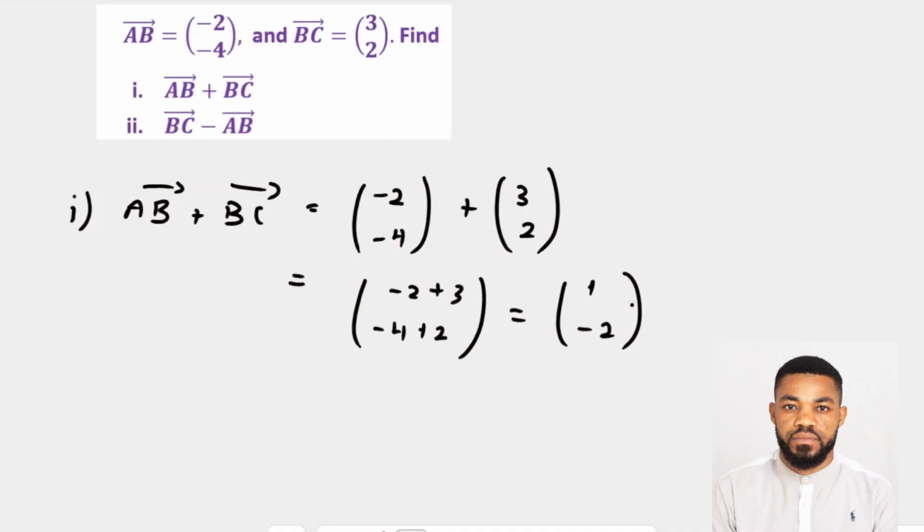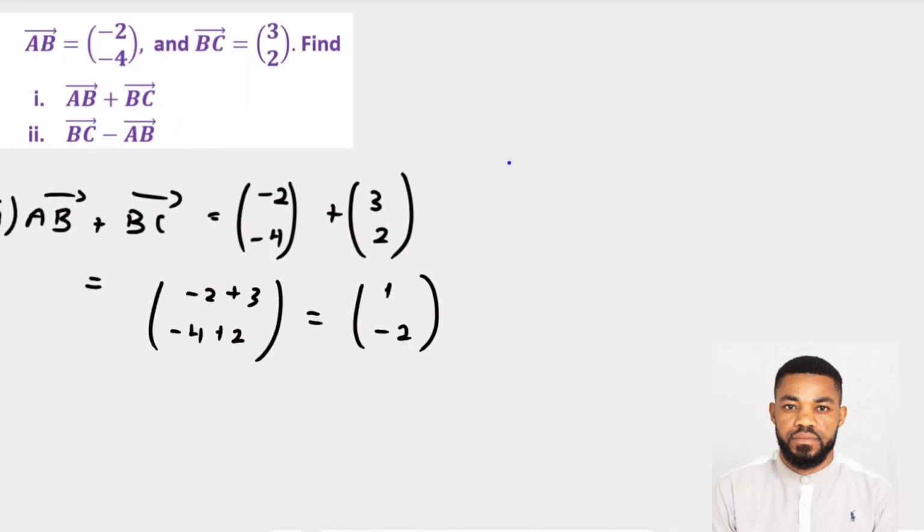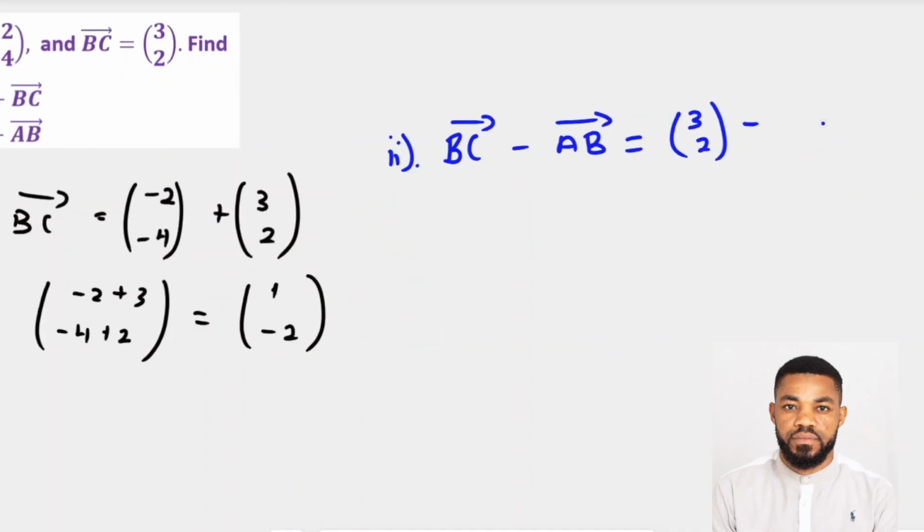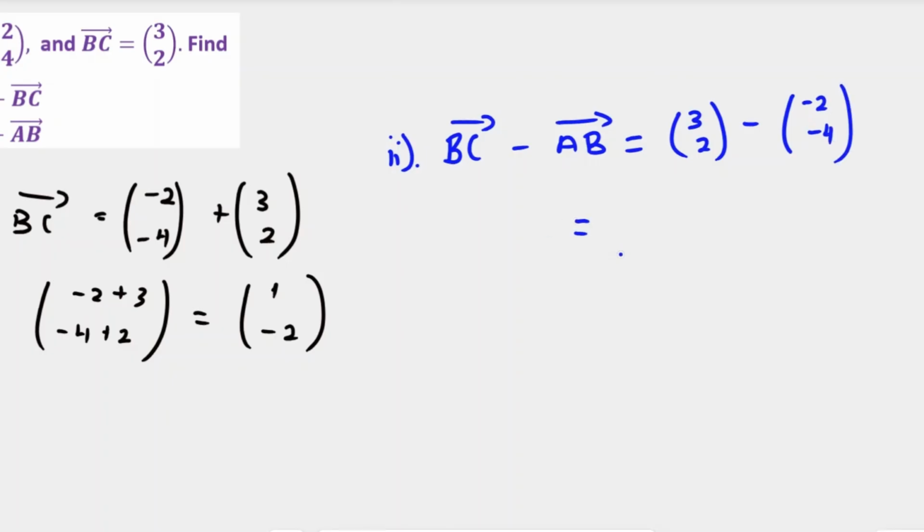Let's come to the next one. Okay, so let's get the last one here. That is part II. We have to find the vector BC minus the vector AB. So let's do our substitution straightforward and see how we can tackle it. The vector BC has components 3, 2, minus the vector AB, which has components -2, -4. So let's do our simplification.